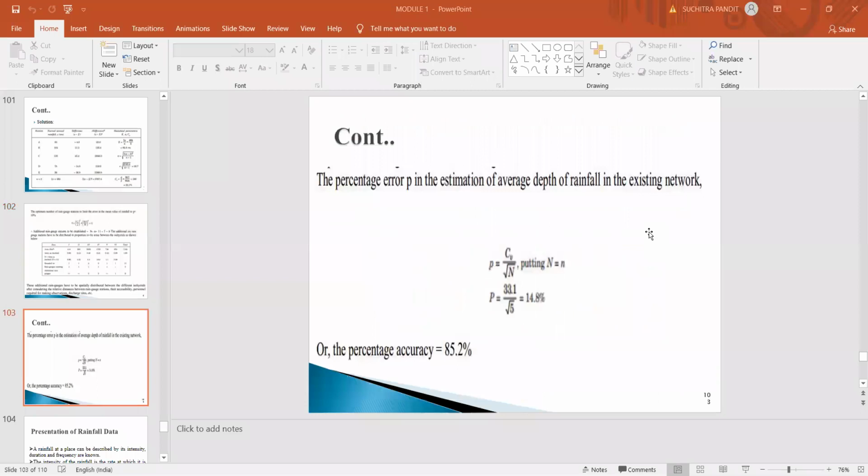Now, in the given problem, it has also been asked to find the percentage error P in the estimation of average depth of rainfall with the existing network. So what is the percentage error in the estimation of average depth of rainfall with the existing network, that is with the existing 5 rain gauges.